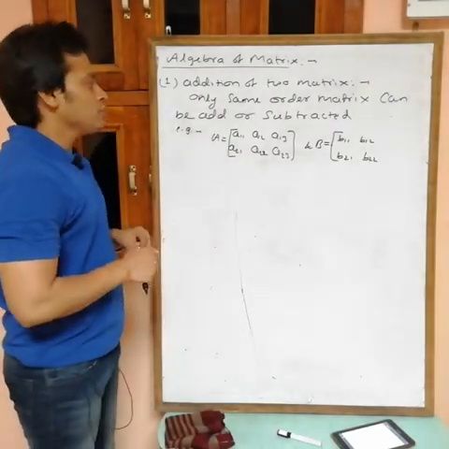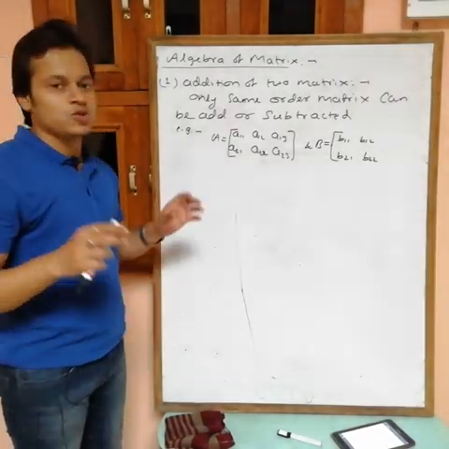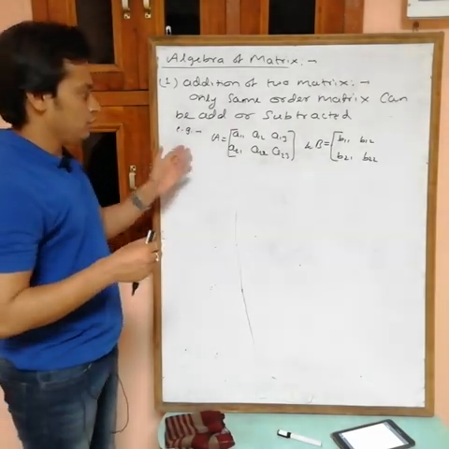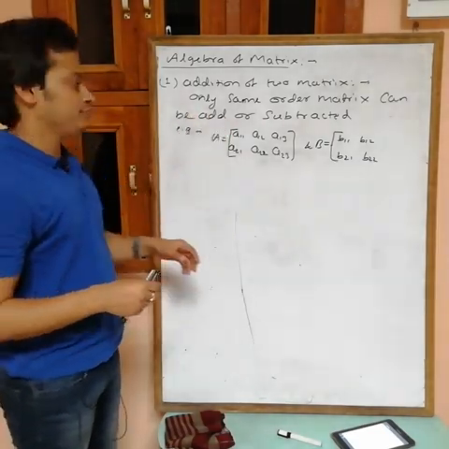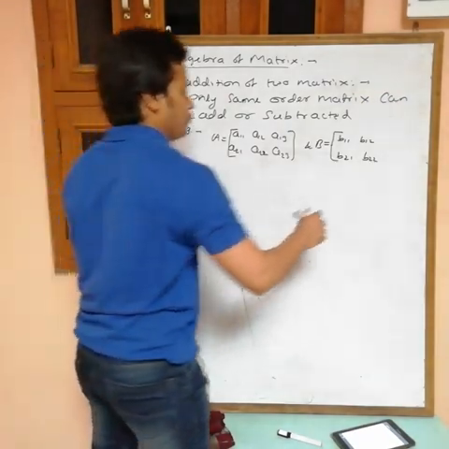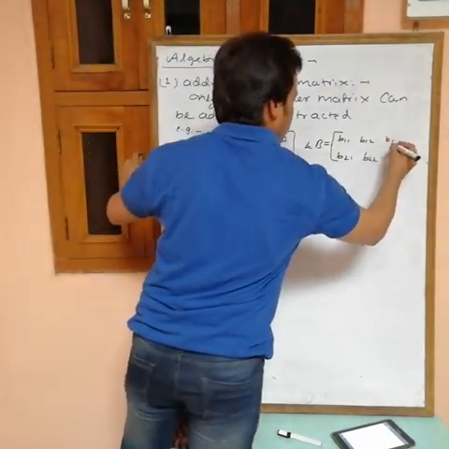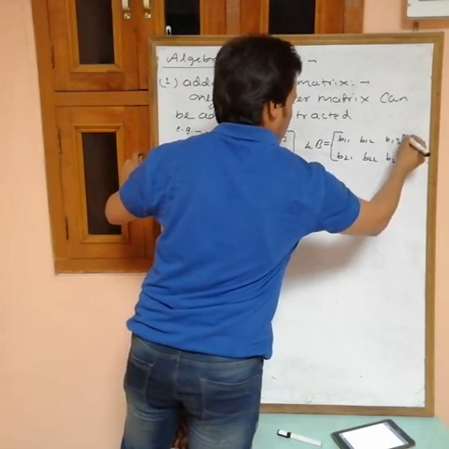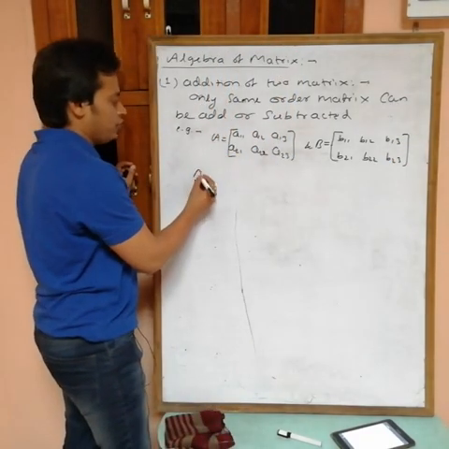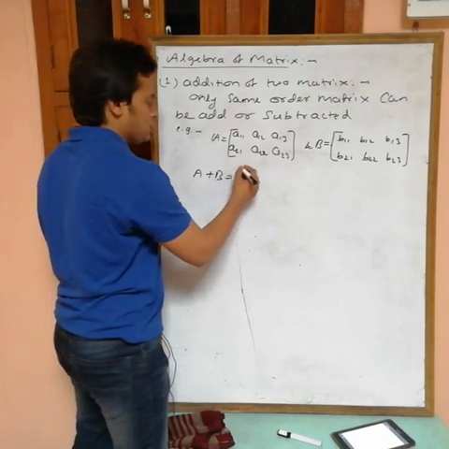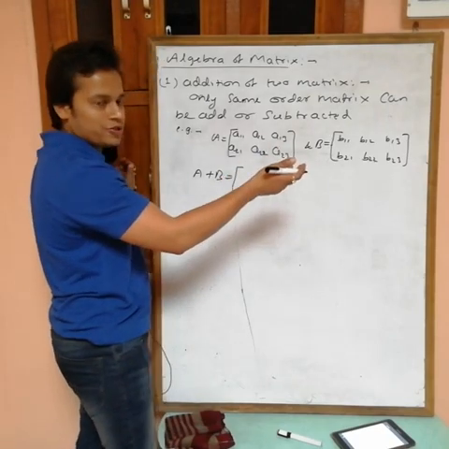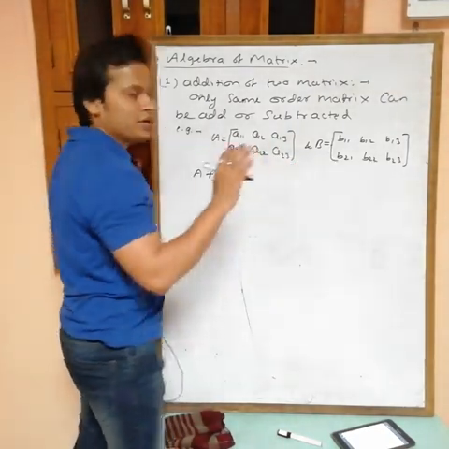Because in addition of any two matrices we have to add the corresponding elements. So here the order must be the same, 2 by 3, so this must be 2 by 3, with B13 and B23. Now I can add. If you want to find A plus B, the order of both must be the same. Just add the corresponding elements.